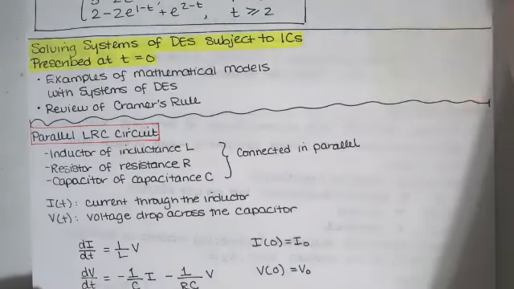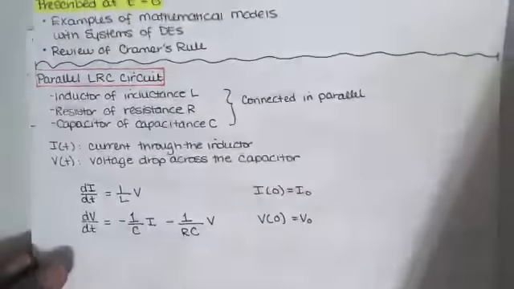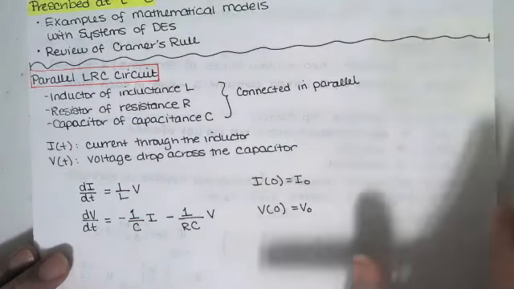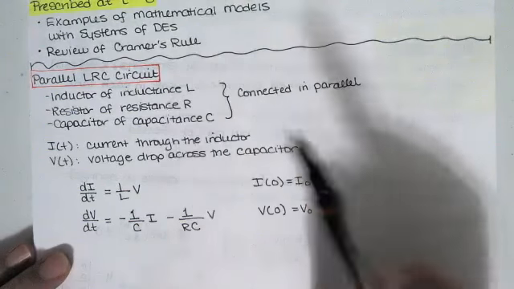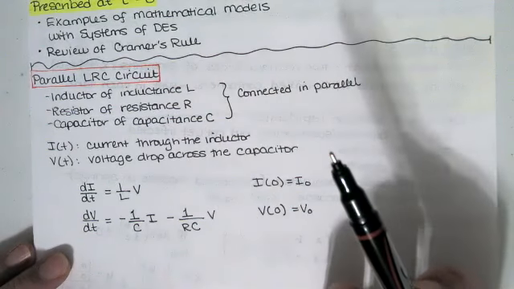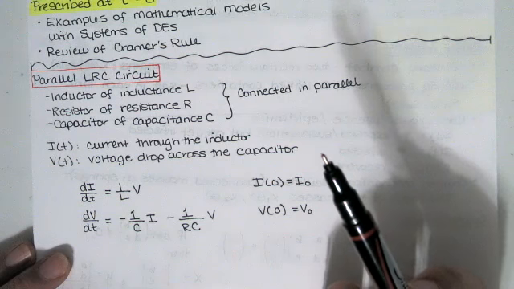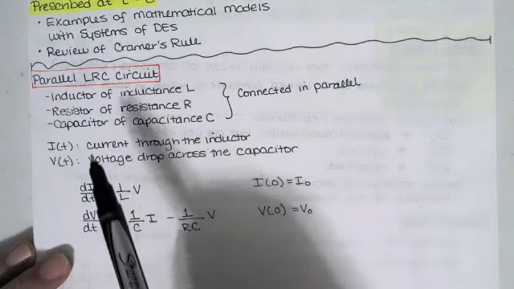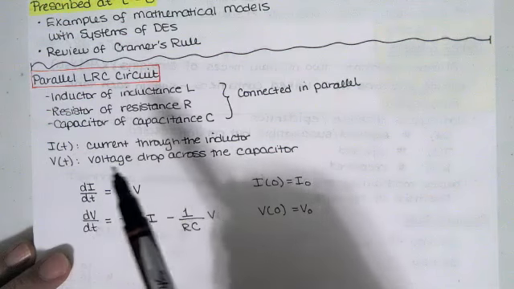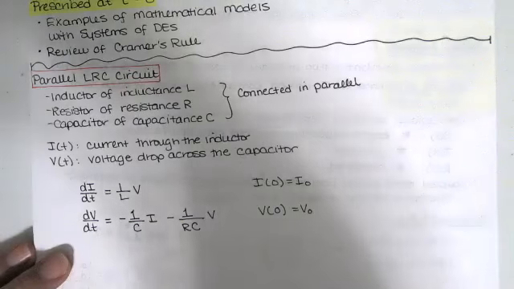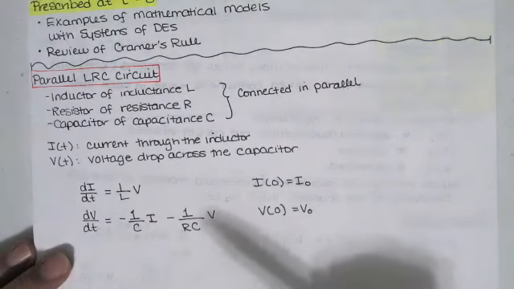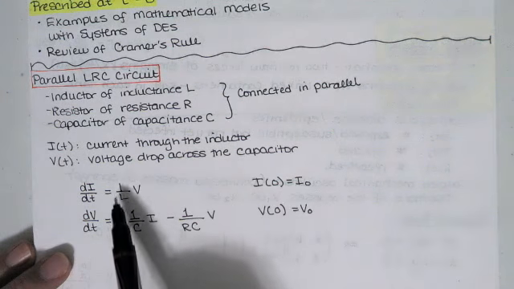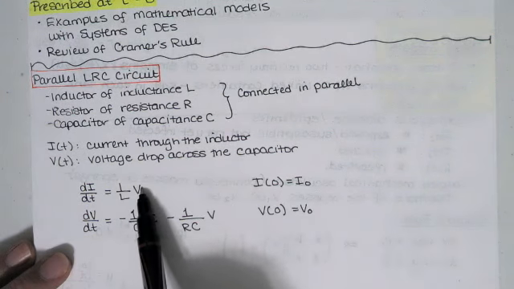So here's an example from physics. Let's say you've got an inductor, a resistor, and a capacitor all connected in parallel. And the inductor has inductance L, the resistor has resistance R, and the capacitor has capacitance C. Then the current through the inductor as a function of time and the voltage drop across the capacitor as a function of time satisfy these differential equations. Now, typically, we think of L and R and C as constants. So this is just a constant times V.